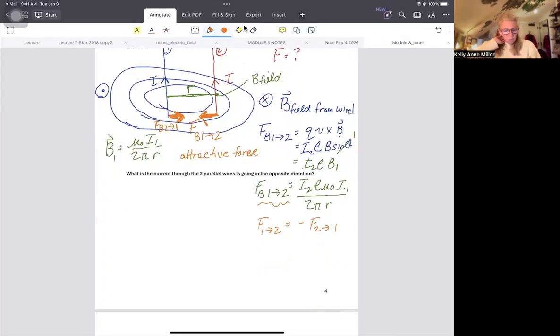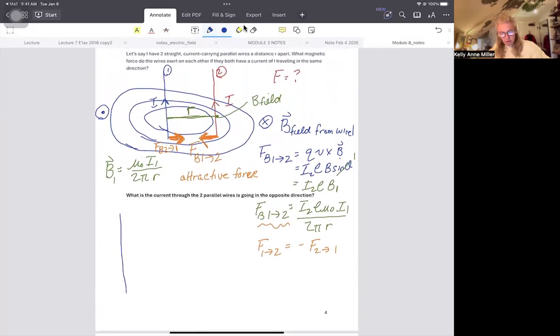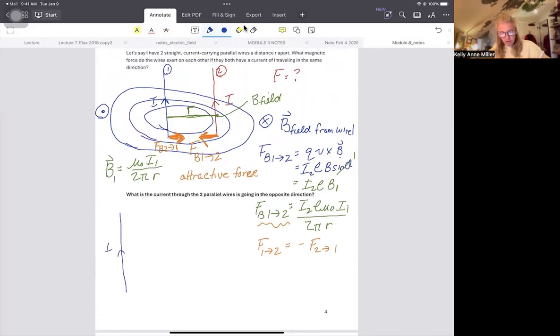What if the two wires have current going in the opposite direction? In that case, the magnitude of the force will still be the same. So let's draw that situation. I've got wire 1, and let's say the current's going up. This is wire 2, and the current's going down. Let me start in the same way.